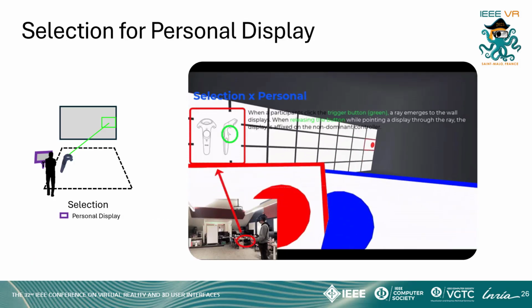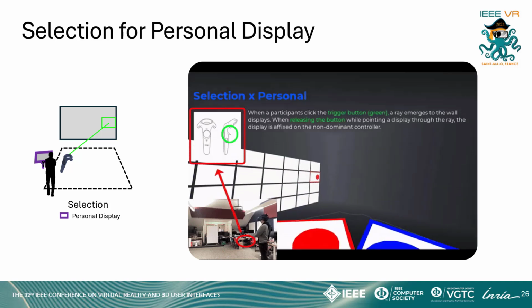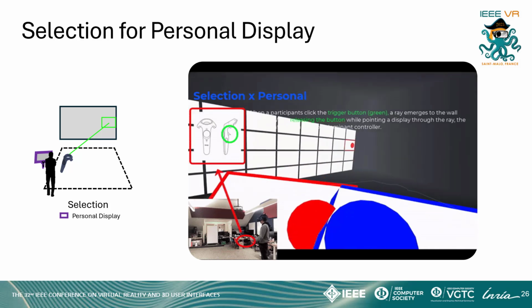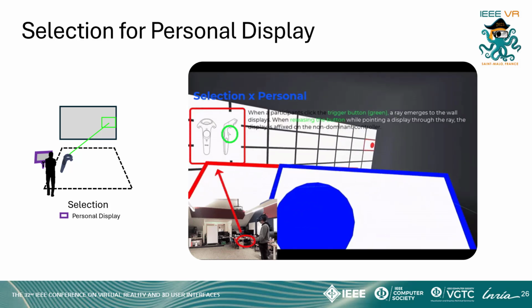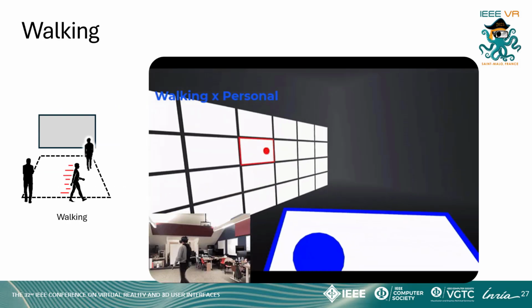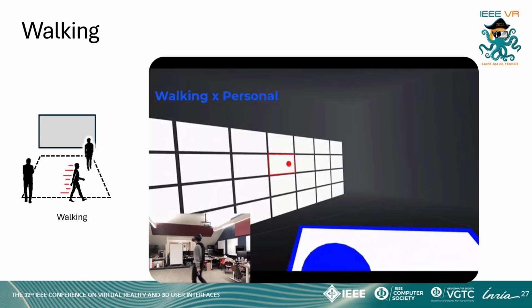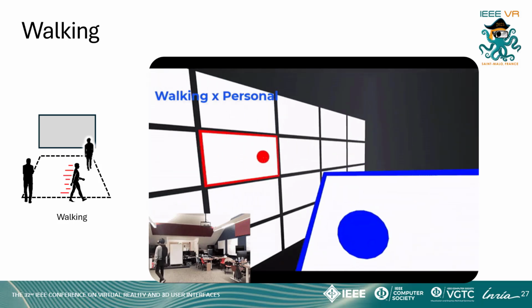Selection is designed only for the personal display condition. By using a controller, participants can select a distant display and bring its copy to their side. Walking indicates physical walking. Participants can move around immersive environments by walking in the real world.